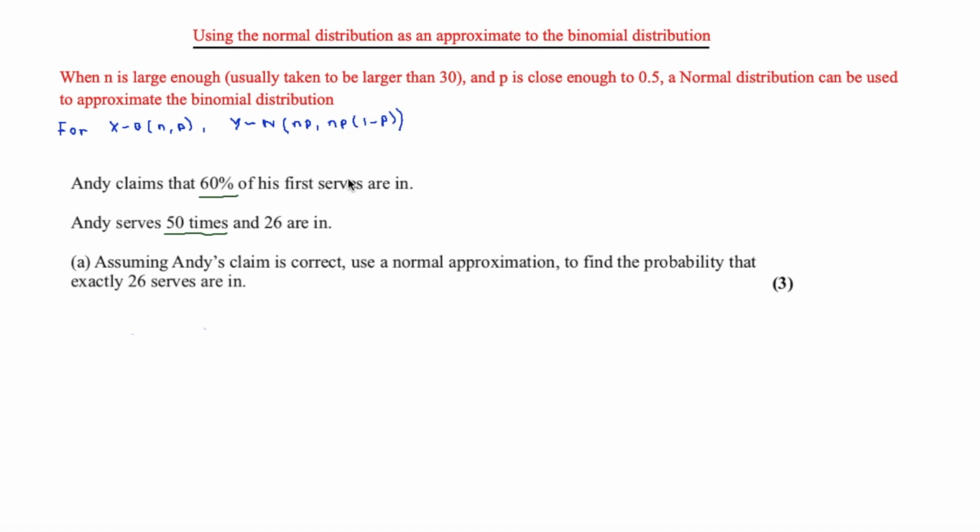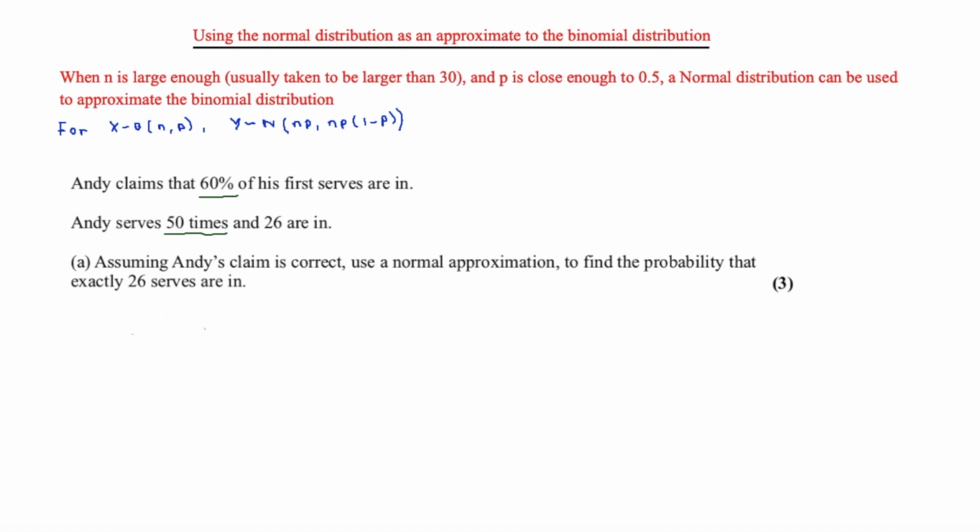So here we have a question, and it says that Andy claims that 60% of his first serves are in, and he serves 50 times, and 26 are in. So assuming Andy's claim is correct, use a normal approximation to find the probability that exactly 26 serves are in.